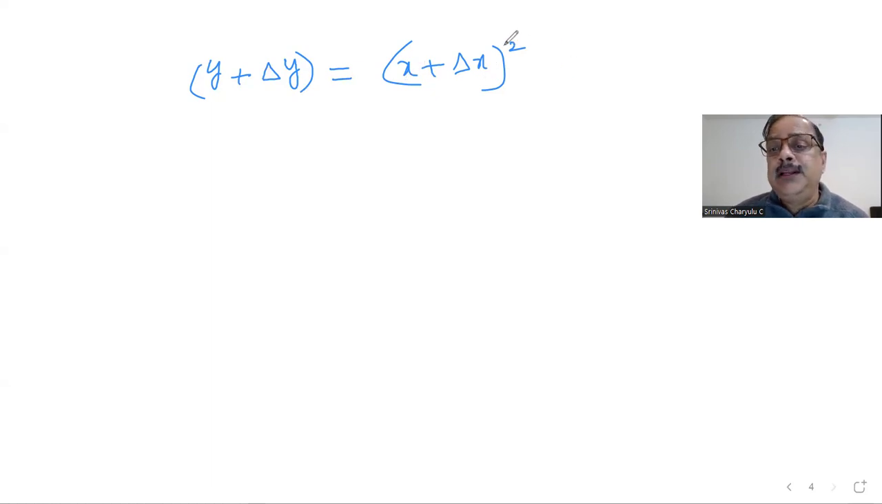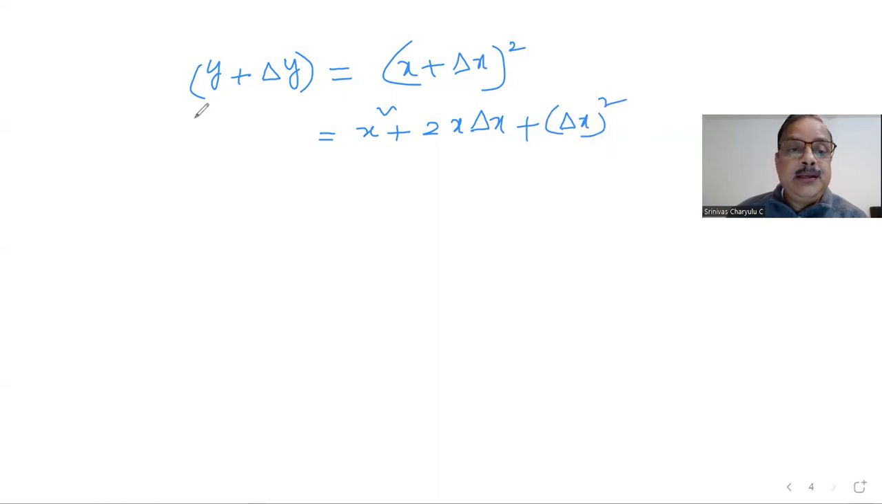Previous sum it is only x. Therefore x plus delta x we retained. Since the function is squared, you have to write x plus delta x whole square. This you expand now: x square plus 2x delta x plus delta x whole square. Here, this side, y plus delta y. This is my second equation. Now equation 2 minus equation 1.